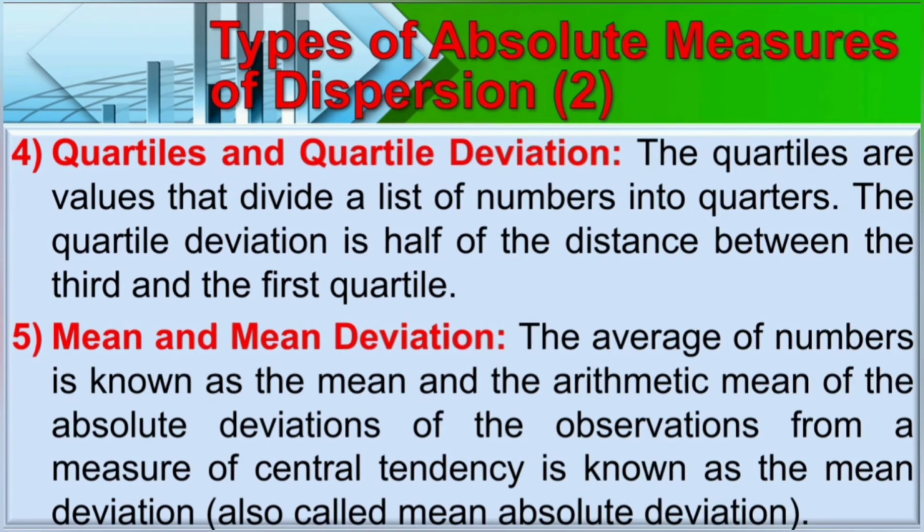Types of absolute measures of dispersion. Number 4, quartiles and quartile deviation. The quartiles are values that divide a list of numbers into quarters. The quartile deviation is half of the distance between the third and the first quartile. Number 5, mean and mean deviation. The average of numbers is known as the mean, and the arithmetic mean of the absolute deviation of the observations from measures of central tendency is known as the mean deviation, also called mean absolute deviation.